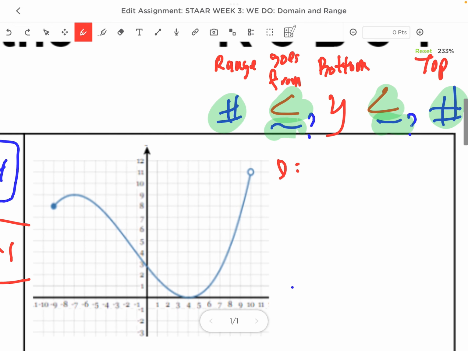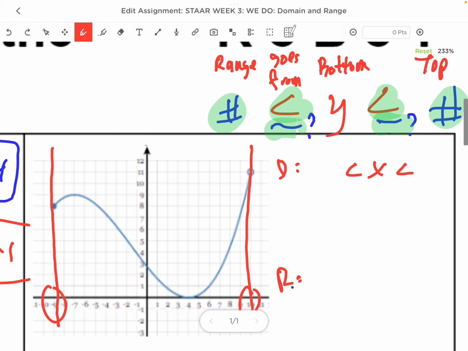First we're going to do the domain, then we're going to say the range. Domain we said has the x, going to have the left and the right. Domain is from left to right, so we're going to draw a line on the left and draw a line on the right. This is going through negative 9 and positive 10. So negative 9 over there, positive 10 over there.